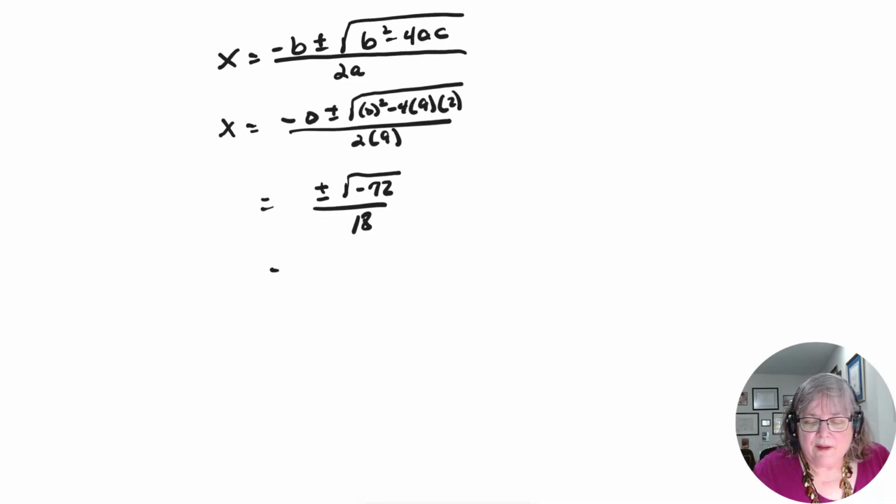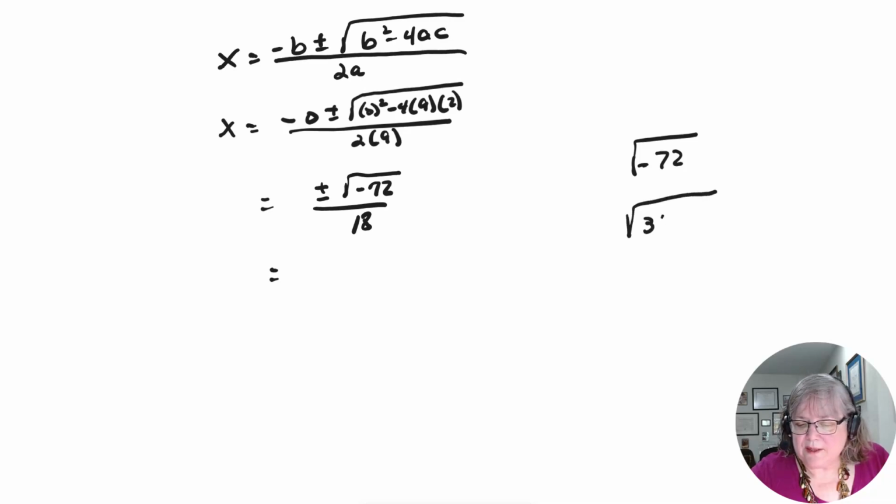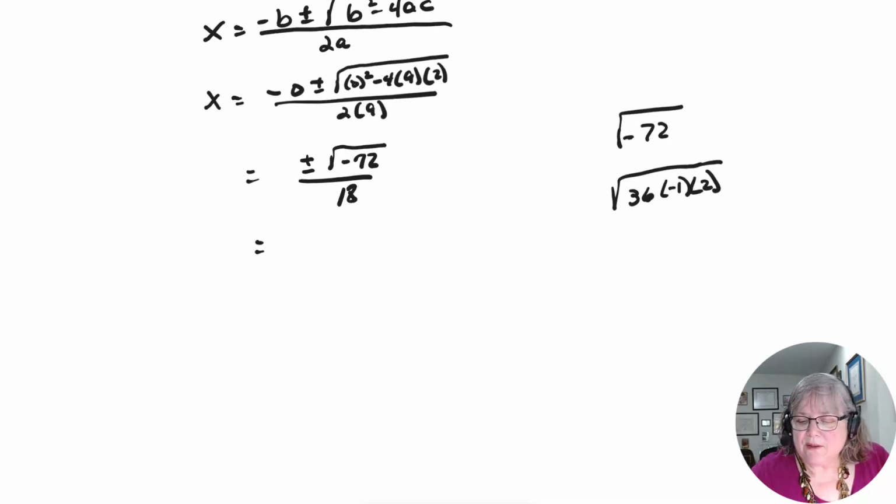Now, here we go. So you go, well, let's talk about the square root of 72, and it's negative. So is there a square hidden in 72? Yeah, 36 is in there. So you've got the square root of 36, you've got a negative 1, and you've got a 2. That makes negative 72. So the square root of 36 is 6. The square root of a negative 1 is an i. And by definition, right, the square root of negative 1 is i.